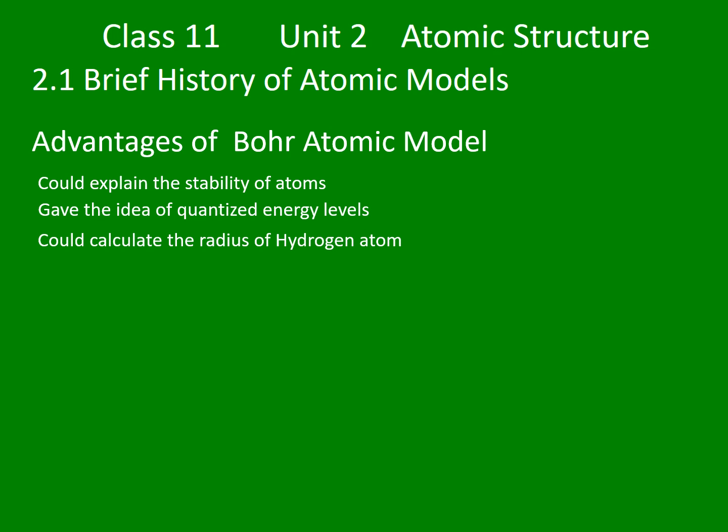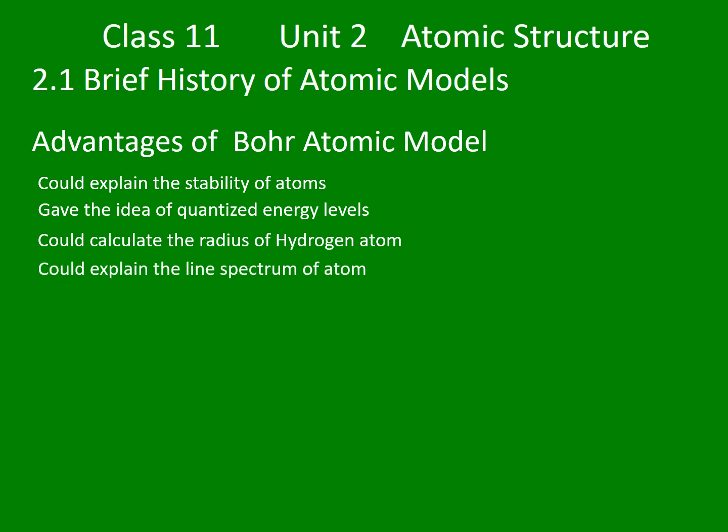It could calculate the radius of the hydrogen atom. This Bohr model was successful in calculating the radius of the hydrogen atom as well as monoelectronic systems. Monoelectronic means those species which have only one electron. For example, the hydrogen atom has one electron, the helium plus one ion has one electron, and the lithium plus two ion also has one electron. So it could calculate the radius of these species.